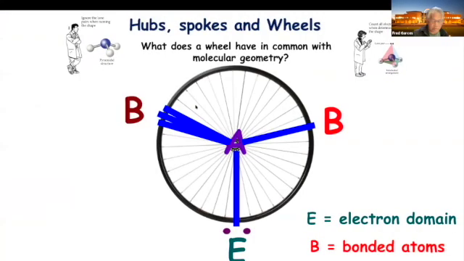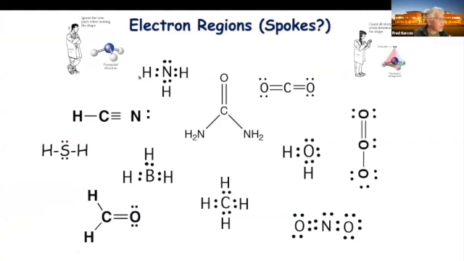Look at this right here. This is ammonia. How many domains does that have? You can count 1, 2, 3, 4 domains. Okay, just practice counting domains.